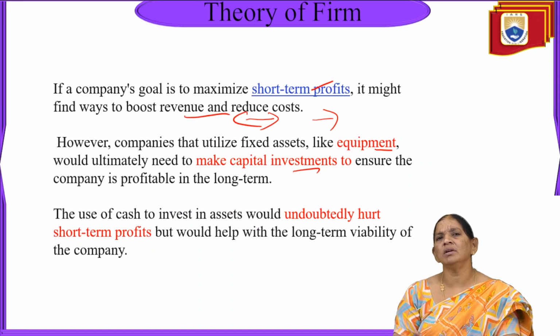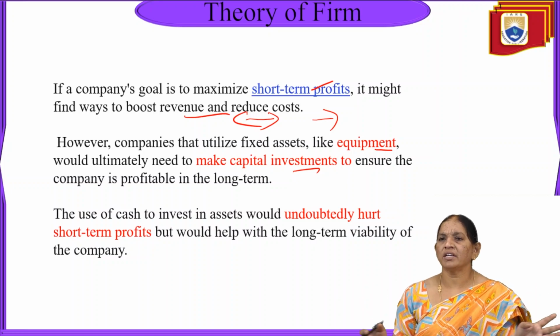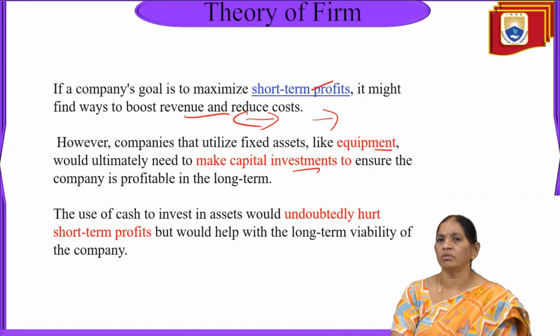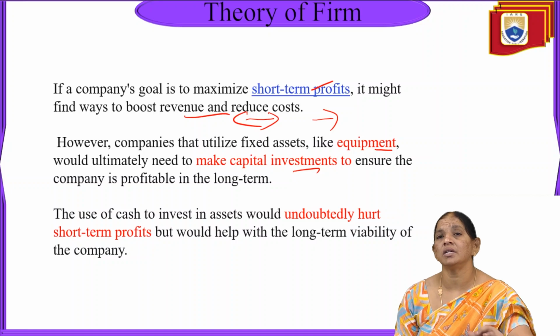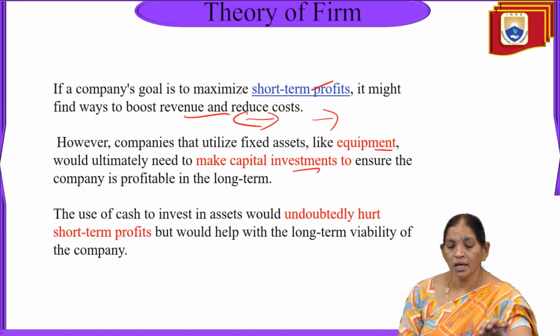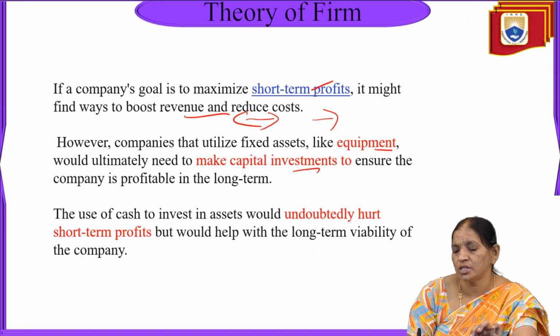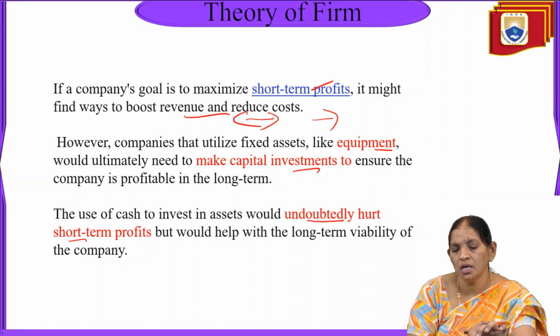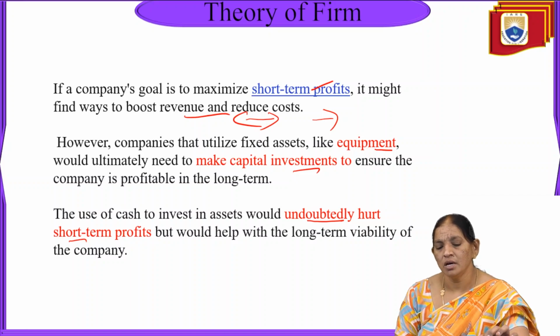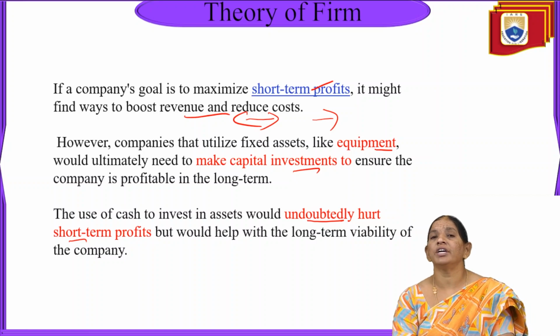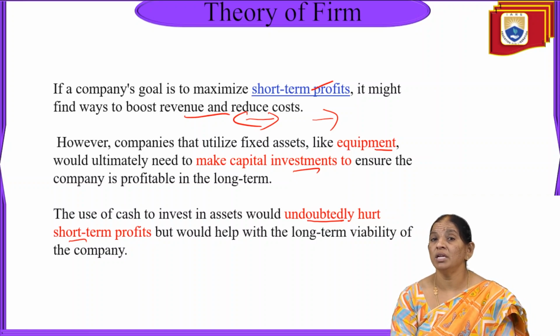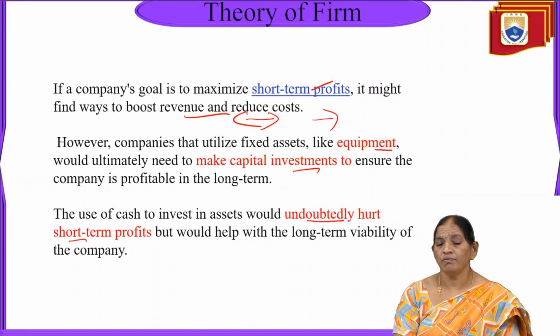Means every time building a factory or purchasing equipment is not needed. Once we purchase, we utilize it year after year, where it will generate more profits. And the next one is use of cash for investment, which undoubtedly hurts short-term profits. Means cash is invested in assets which help the long-term viability, the long-term sustainability of the organization, rather than assets which would increase the short-term profits of the organization.